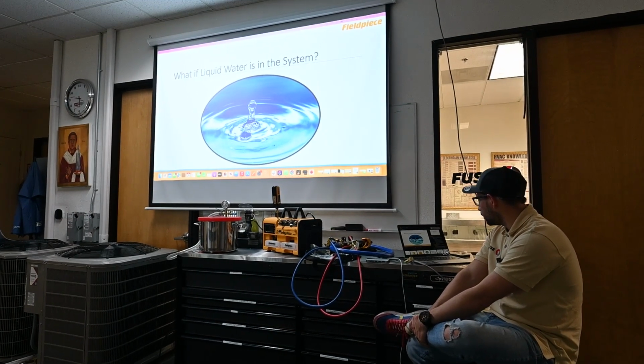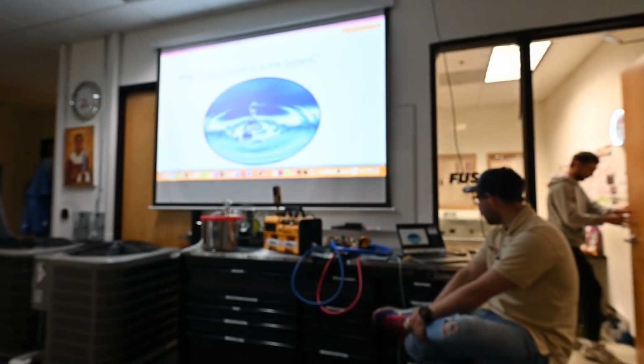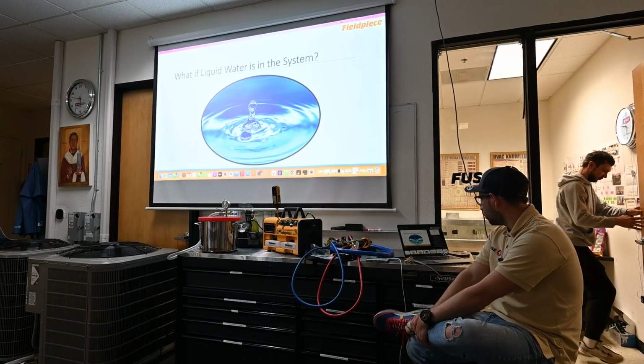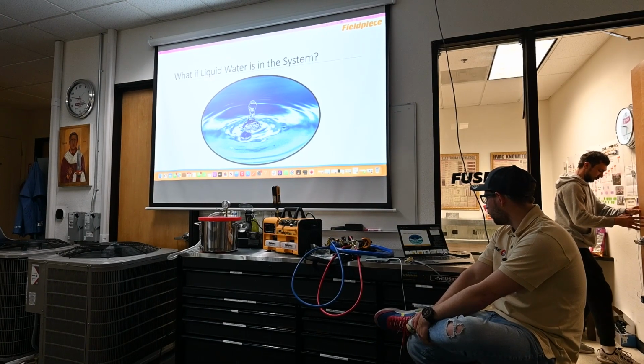Blow liquid water out with nitrogen. Use heat to 212 Fahrenheit to evaporate liquid water to a gas. On larger systems, heated nitrogen can be flowed through the pipe to heat liquid water and force evaporation.